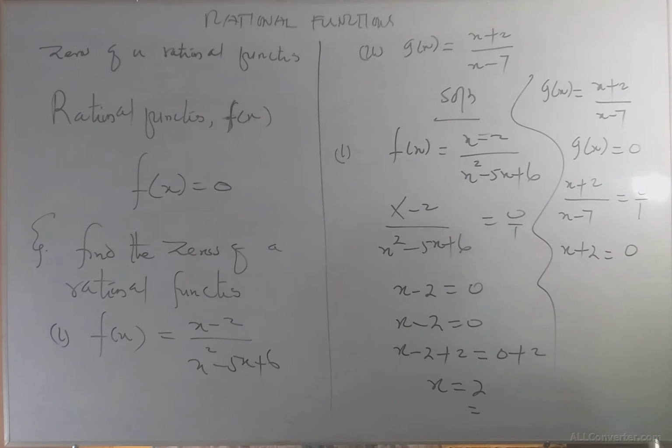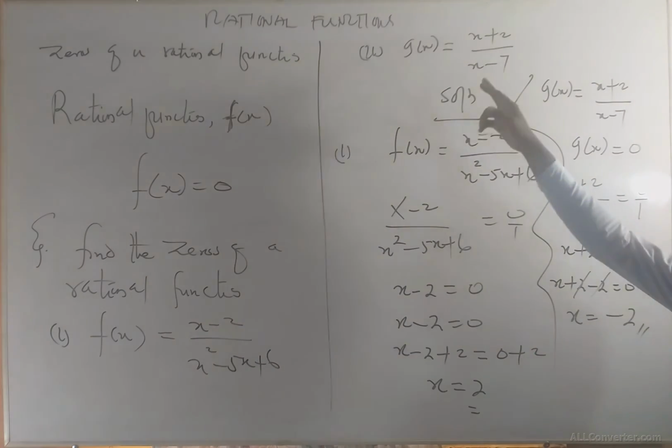So solving for x, the plus 2 on the left hand side becomes minus 2 on the right hand side, or we can say subtracting 2 from both sides. Then this cancels this, and we are left with x on the left hand side. 0 minus 2 is minus 2. So this is the zero for the second function, and this is the zero for the first function.